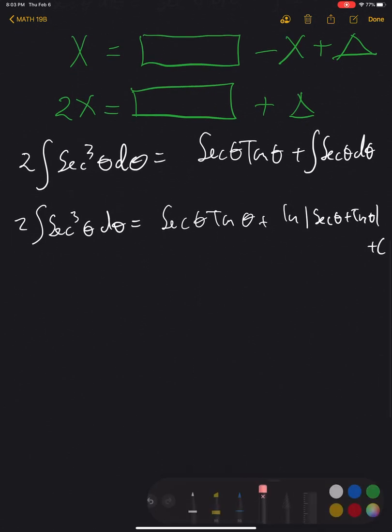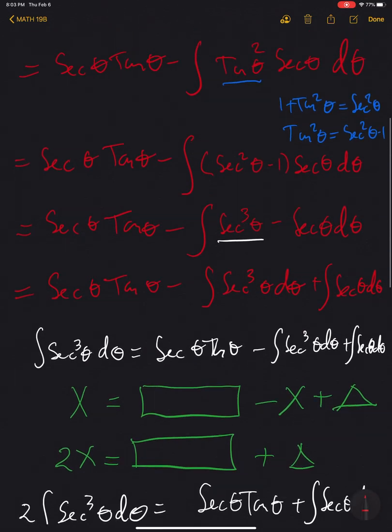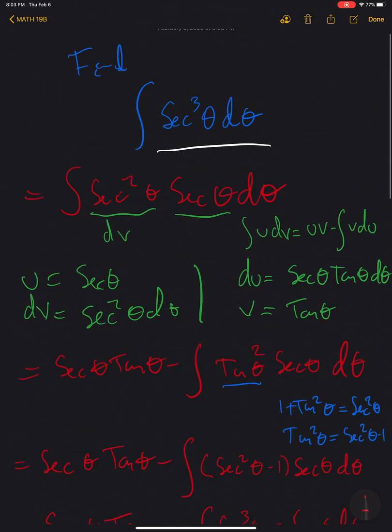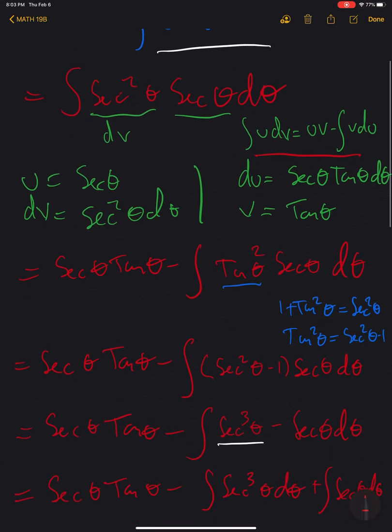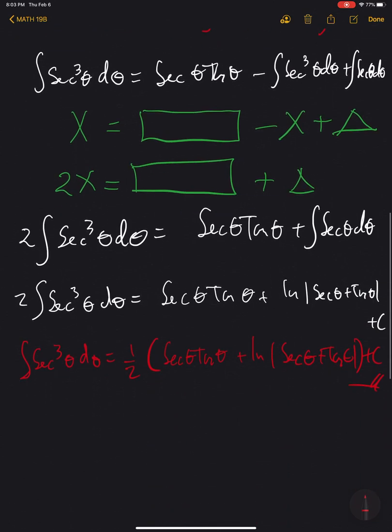So in order to finish this, we just have to divide by 2. And then we will get that the integral of secant cubed theta d theta equals 1/2 of the expression that we just wrote: secant theta tangent theta plus the natural log of secant theta plus tangent theta plus a constant. So notice that what we did in here was to combine integration by parts with trigonometric identities, and then just following everything would lead me to the answer.